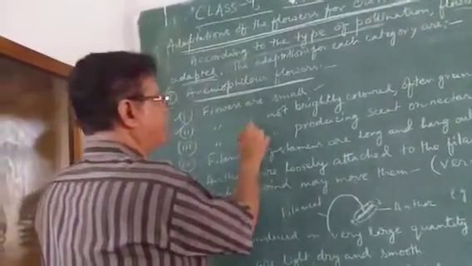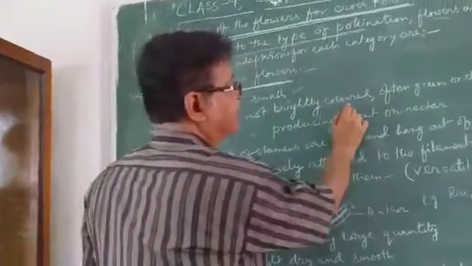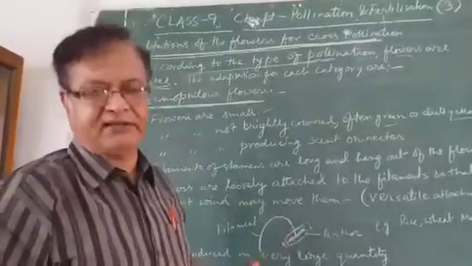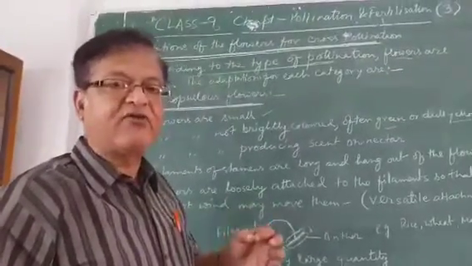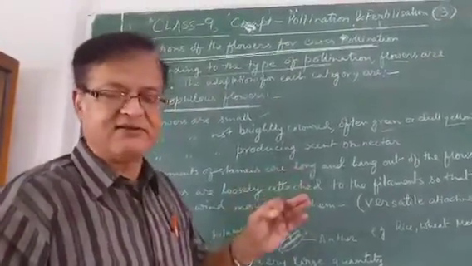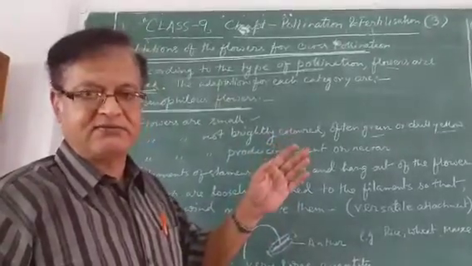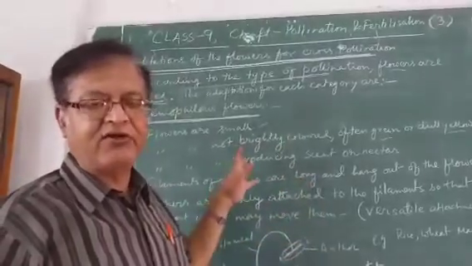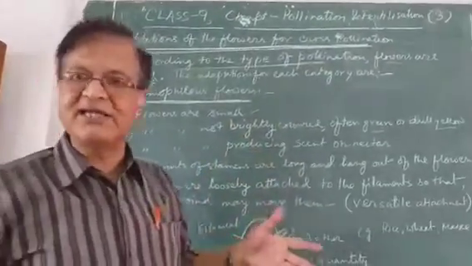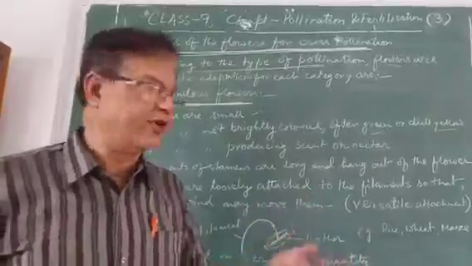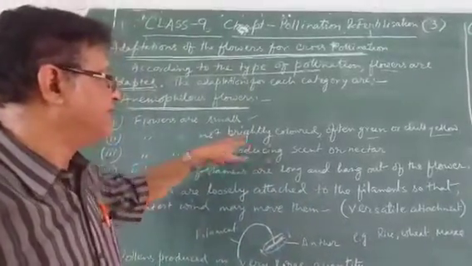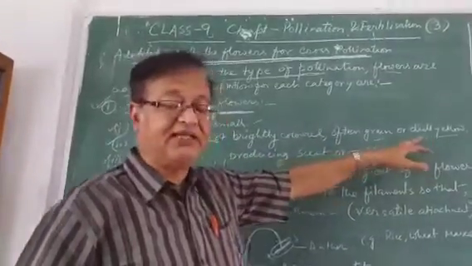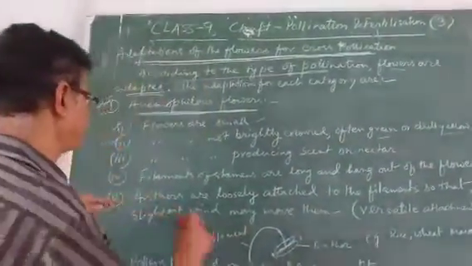Second point, flowers are not brightly colored, often green or dull yellow, because they do not require color. Color is required for those which see it, like animal pollination, zoophily, entomophily, etc. But they do not require any attraction, because wind is an inanimate object. It flows in its own way. So flowers do not have bright color. They are often green and dull yellow. That's why they escape our observation.